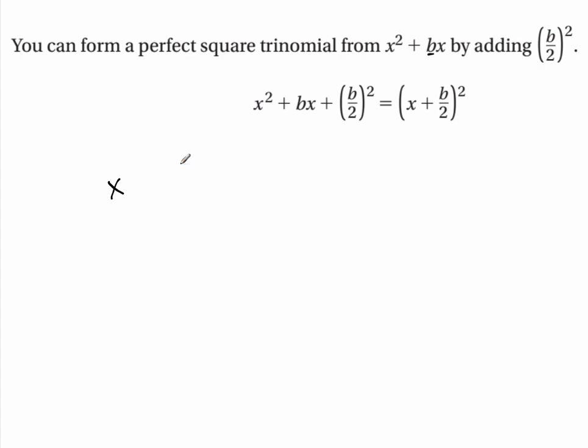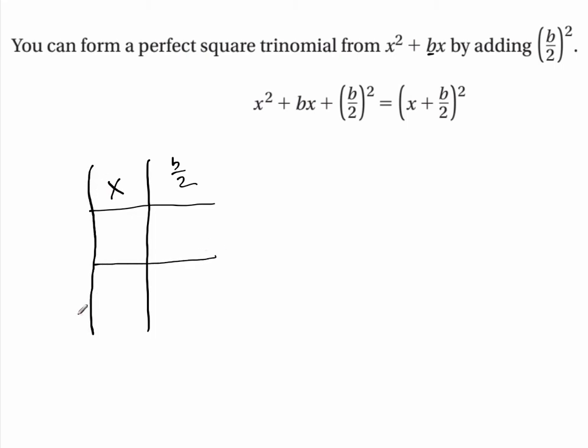So I have (x plus b over 2) times (x plus b over 2). So let's multiply using the area model. Let's see what this turns out to be.